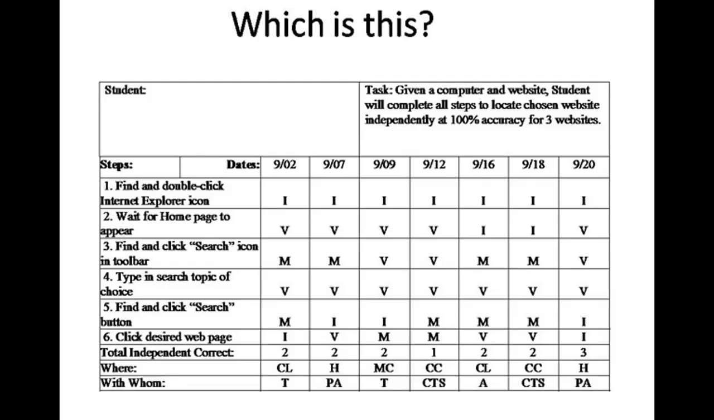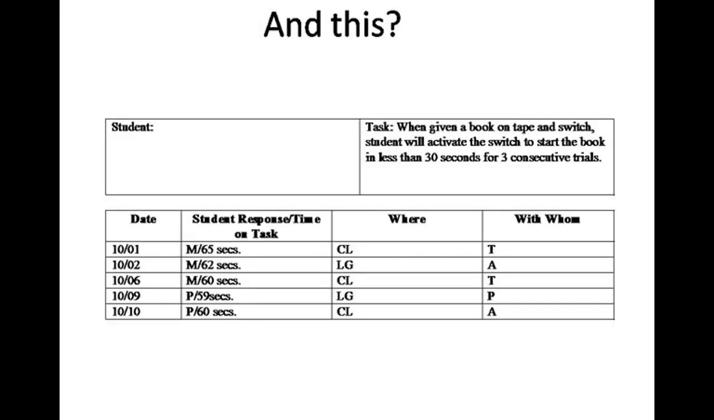What type of data sheet is this? It's a task analysis. The student's being asked to complete 6 steps to locate a chosen website. And this is a duration data sheet. They're recording how long it takes the student to activate the switch to start the book.